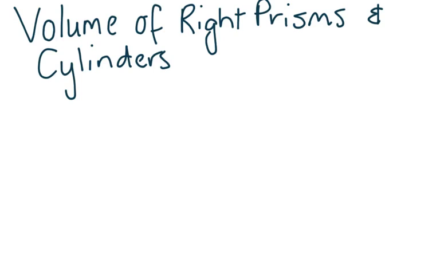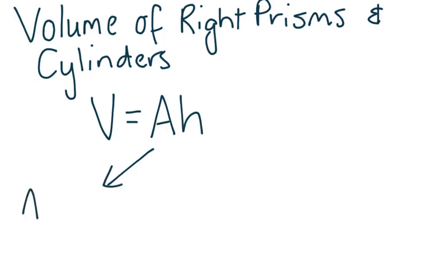Now, to do that for right prisms, we have a general formula, which is V is equal to A times H. Now, it's important to understand that A is the area of the base. So whatever type of prism it is, so if it's a triangular prism, it's the area of the triangle. And then we multiply it by the height.